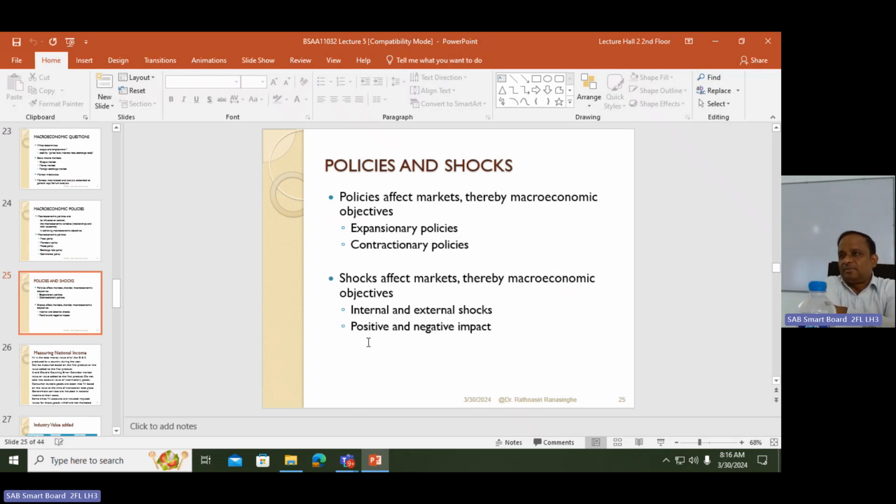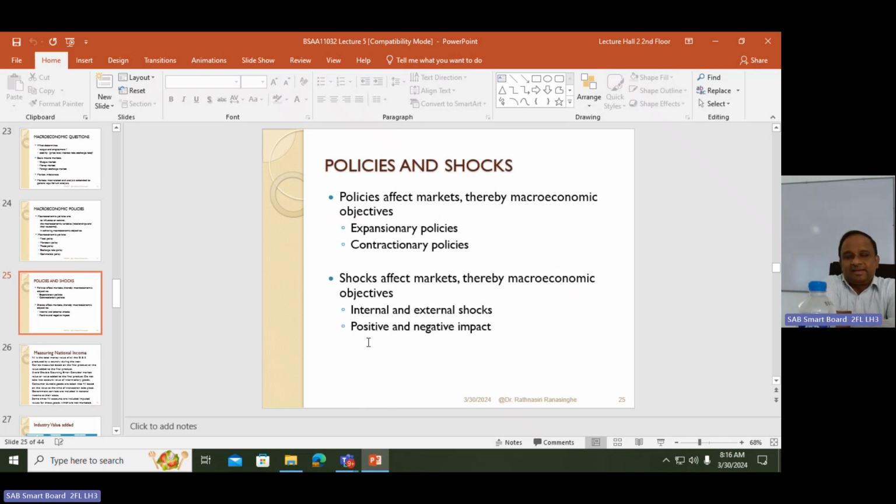Sometimes the capital market, the stock market, and then it spreads over to the other markets, the money market, and finally it affects the real sector as well. That is the interaction we see, in the monetary sector and the real sector, since these two sectors are interrelated. Shocks are also like that. They affect the market and the macro variables, and thereby the macroeconomic objectives, that we are trying to achieve.